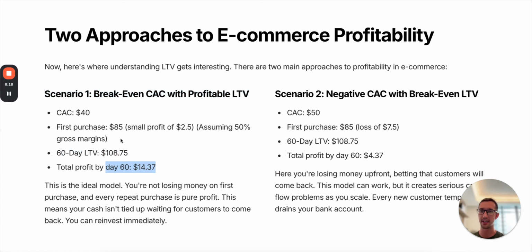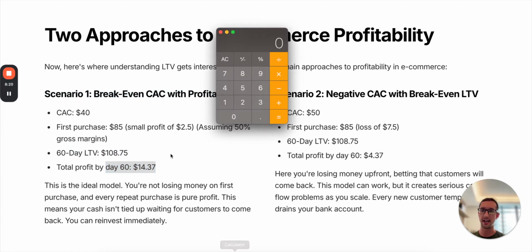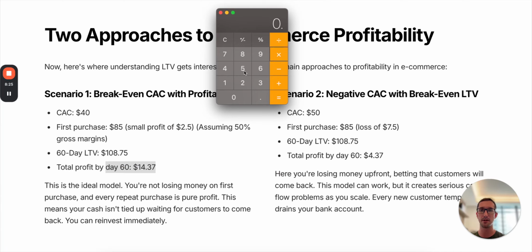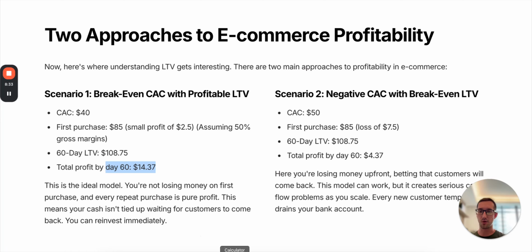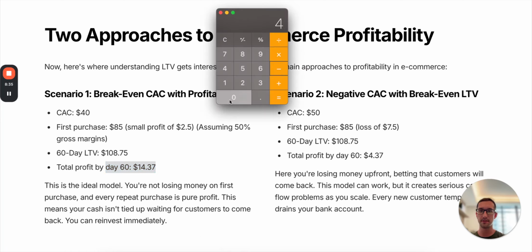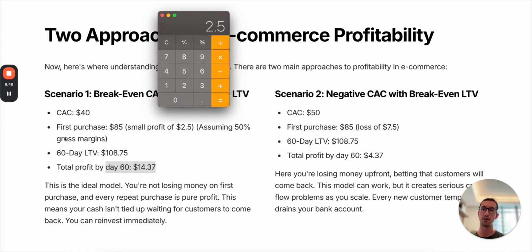And what that looks like here is $85 is how much they gave us. We're going to say our gross margin is 50%, and we can get that from the calculation we ran earlier. If we paid $40 to acquire that customer, we're making $2.50 on first purchase. When they come back and make a second purchase, that's bringing our profit margin up to about $14 within the first 60 days on every single order. This is where you want to be.